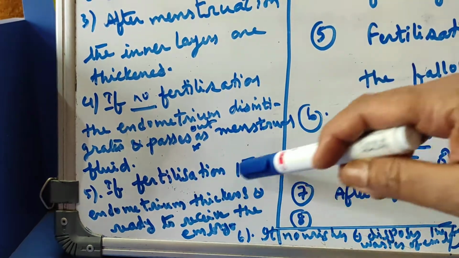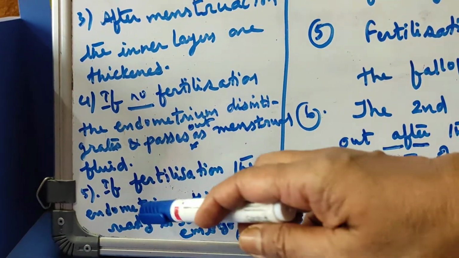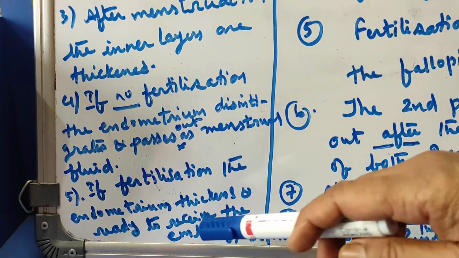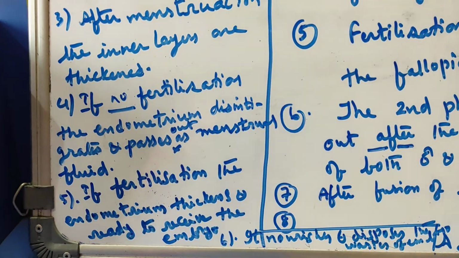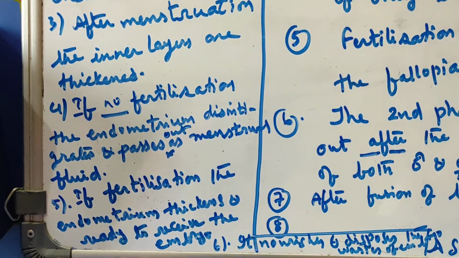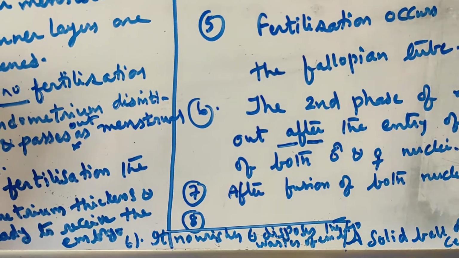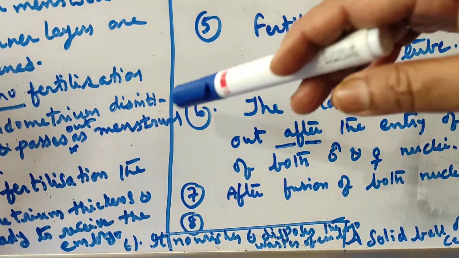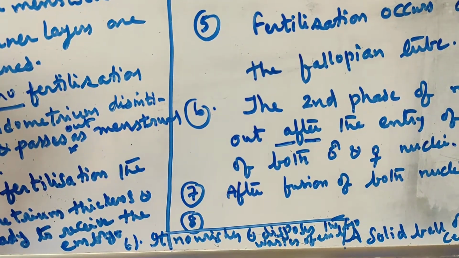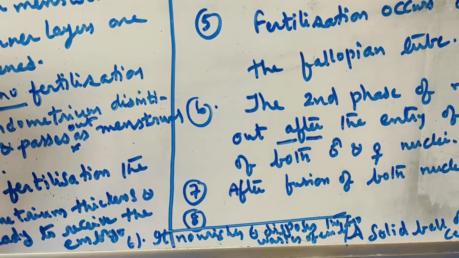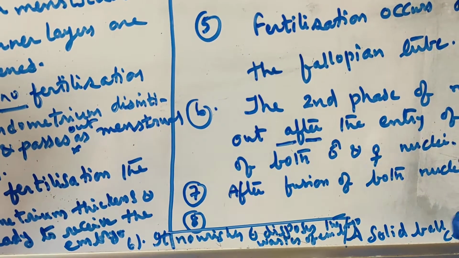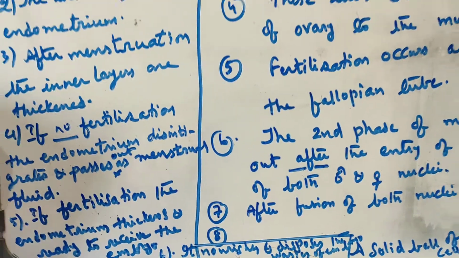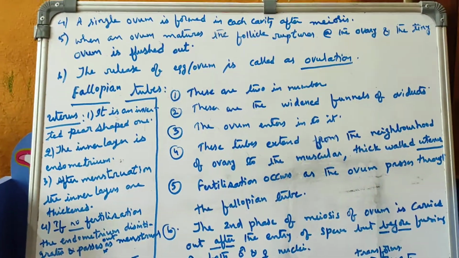If fertilization occurs, then the endometrium thickens and is ready to receive the embryo. Actually, this endometrium is the nutrient source for the developing embryo. So it nourishes the embryo and at the same time disposes of the waste of the embryo. Both these functions are done by the endometrial wall of the uterus. So this is about the female reproductive system. Thank you. I hope you understand this.